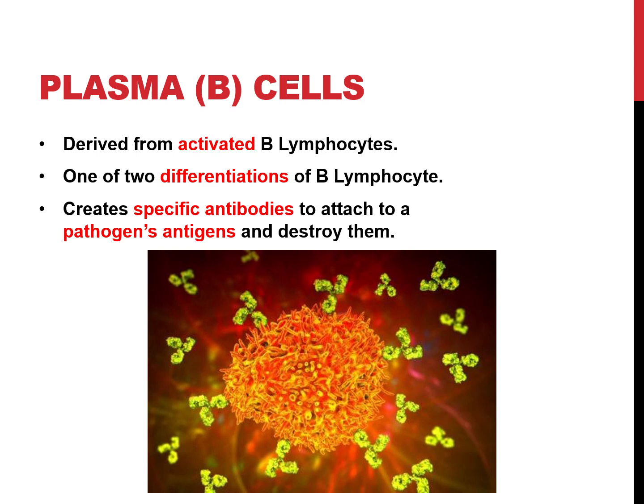Plasma cells start to create the antibodies. So boom, boom, boom. The antibody looks like this shaped protein here, and they have a bunch of different roles in destroying pathogens.